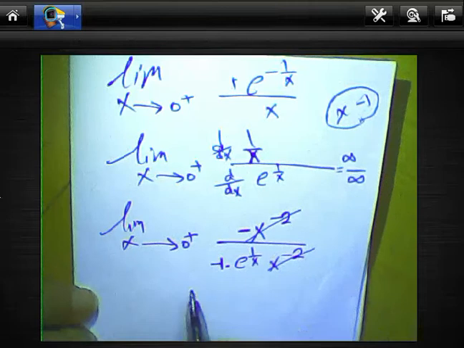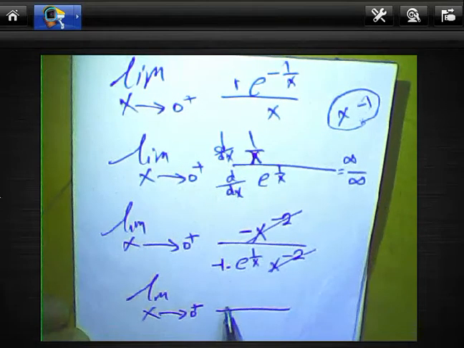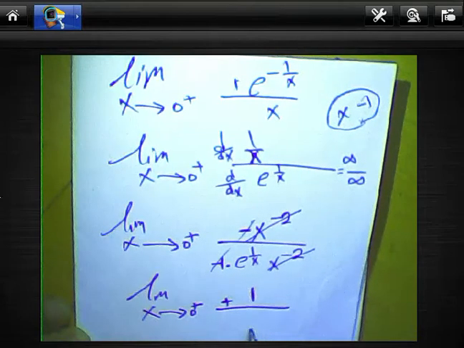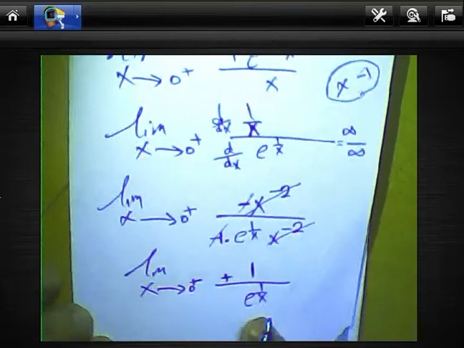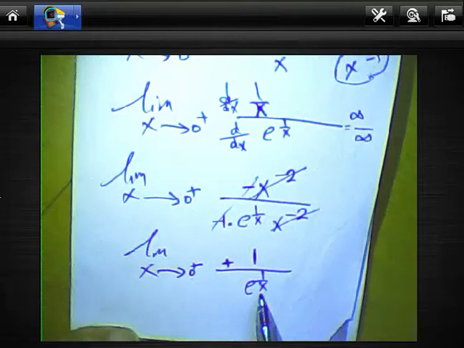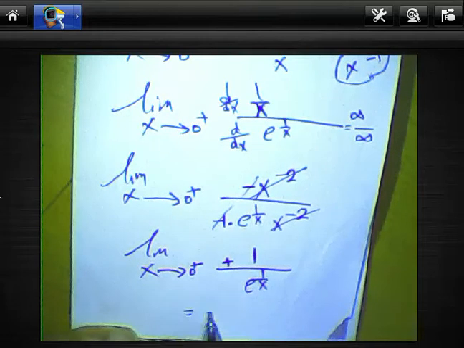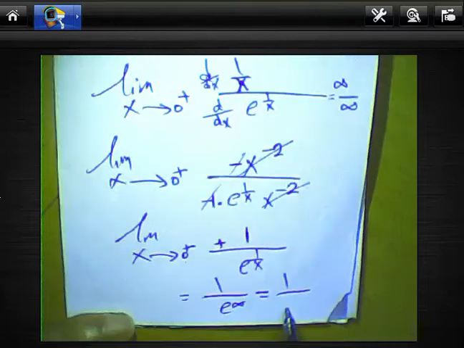So the result will be the limit when x approaches 0 positive. We can write negative multiplied by negative equals positive, so 0 divided by 0 becomes negative divided by negative, equals positive. And here we can write 1 over e to the power 1 over x, with x approaching 0 positive. 1 over 0 positive equals infinity. So the result will be 1 over e to the power infinity. We know e to the power infinity equals infinity. 1 divided by infinity equals 0. So the result will be 0.